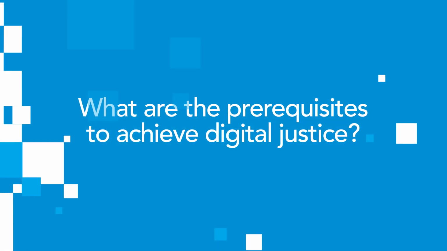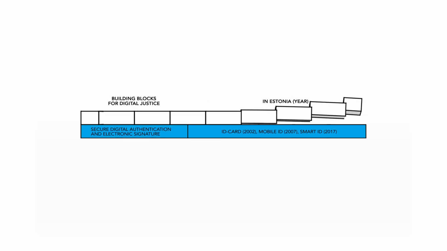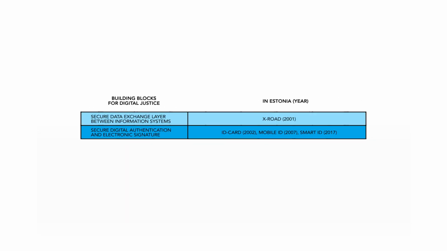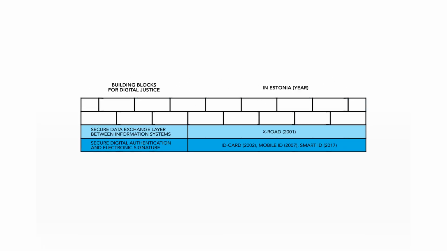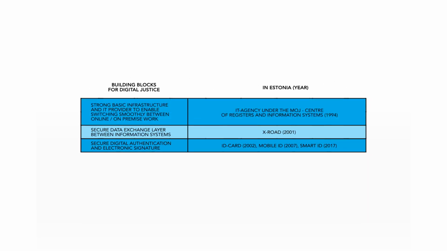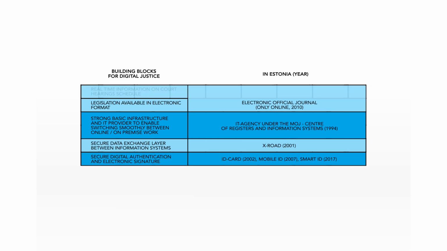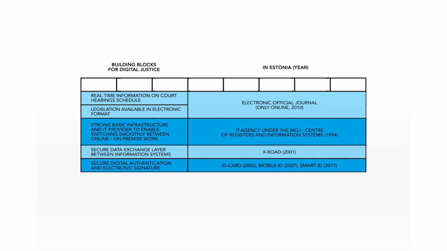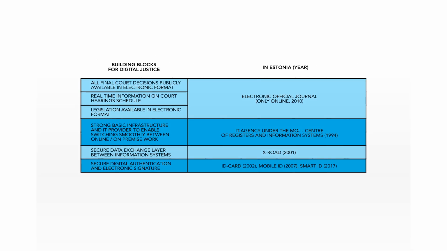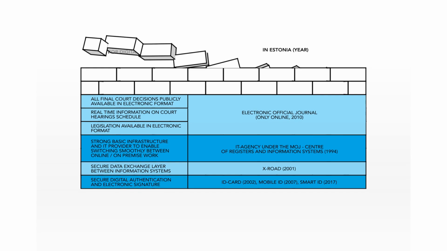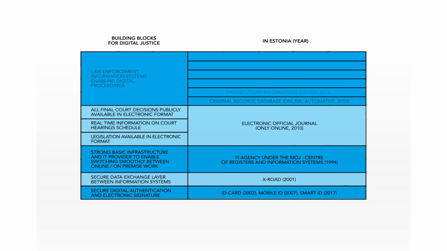What are the prerequisites to achieve digital justice? It all starts with secure digital authentication and an electronic signature solution, together with a secure data exchange layer between information systems. A strong basic infrastructure and IT provider is also needed. Legislation available in electronic format is also a key element. Possibility to get real-time information on court hearings and schedule in electronic format, making all final court decisions publicly available online. Having law enforcement information systems enabling digital proceedings.